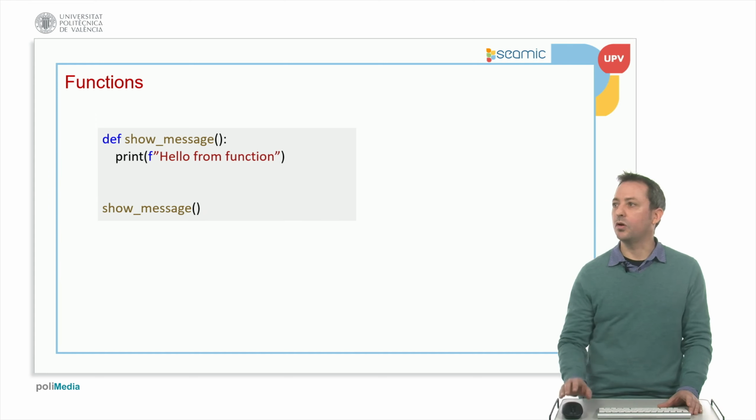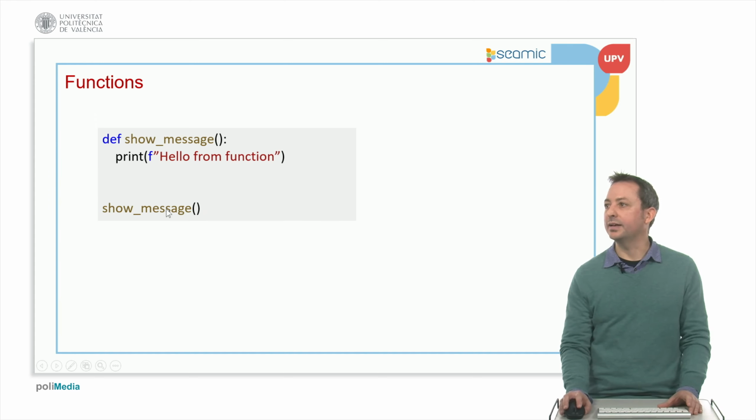In this case, for calling the function, we need to write the name of the function and the parentheses. So at this point, the execution will carry out the different instructions of the function.